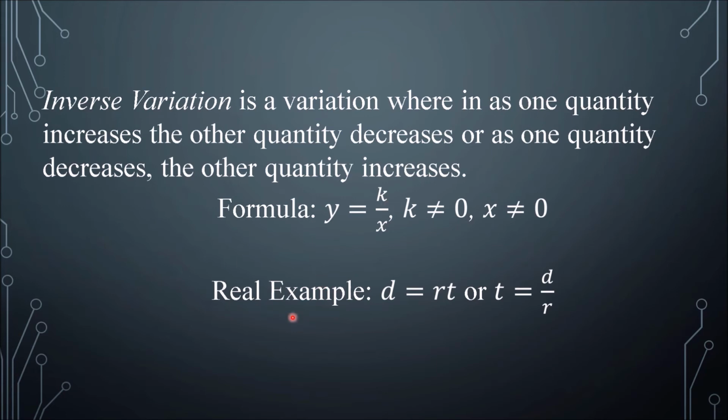Now, one real example of this is the distance is equal to rate times time, which can be written as t is equal to d over r. Now, t, the time, and the rate are inversely proportional because more time, less rate, or the higher the rate, the lesser the time.